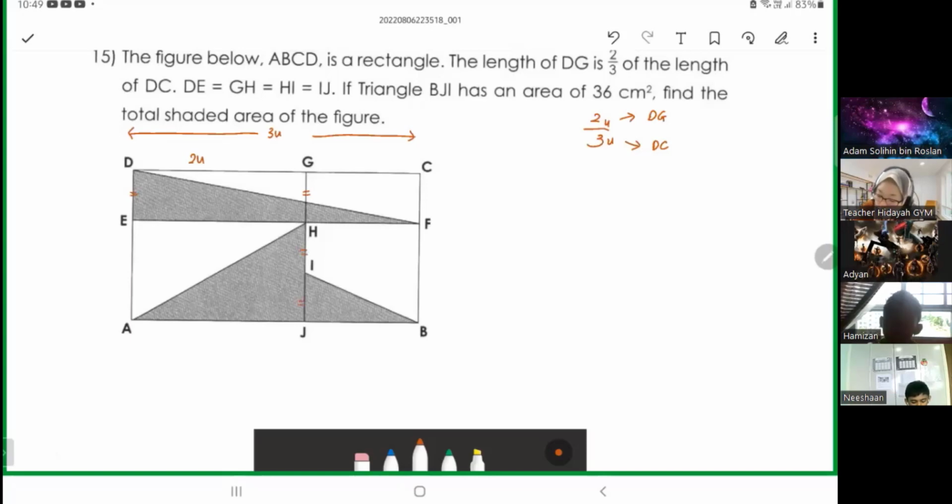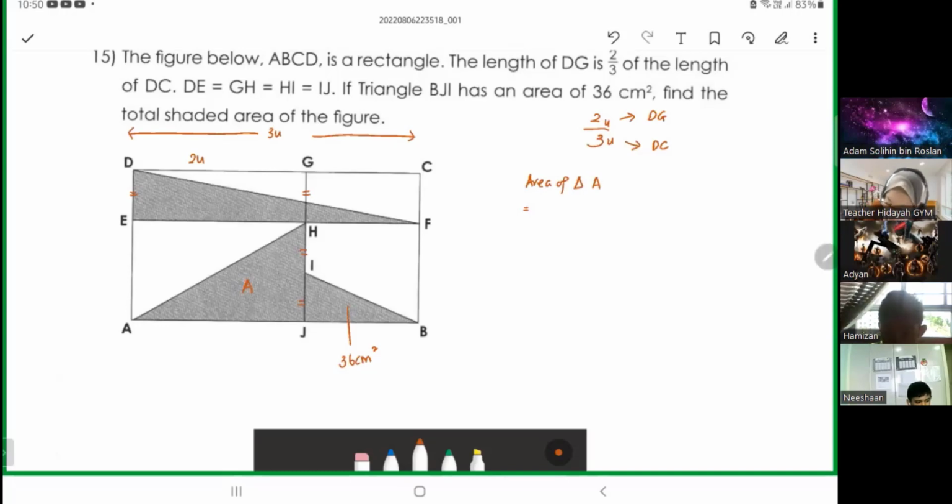If triangle BJI has an area of 36 cm squared, find the total shaded area of the figure. Let's find the area of triangle AHJ, the bigger triangle. This one, I call it triangle A. Area of triangle A equals 2 times 2 of the area of triangle BIJ.